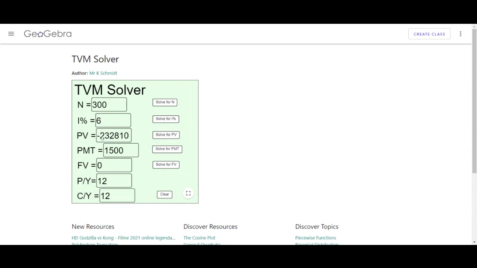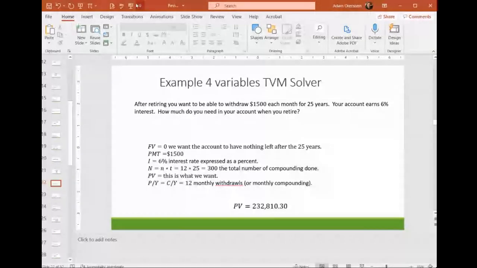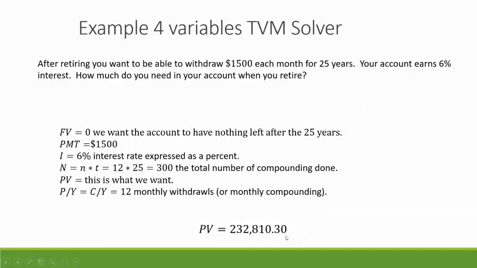Click. Again, this is negative because it's money in the account, away from us. So negative 232,810.3. And I think that's what we have on the slide. Good. So any questions on this stuff? Okay. That's what we get here.